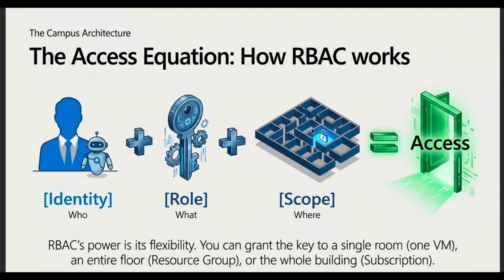And then the scope, that is, where you want to assign that permission. You can assign RBAC at different levels: management group, subscription, resource group, or the individual resource itself. So RBAC is very flexible; you can give access to one VM only, one resource group, or the entire subscription. These three things combined give the access to a resource. So that is why RBAC is the main permission model for Azure resources. So this was about how Azure RBAC works and how to assign access.